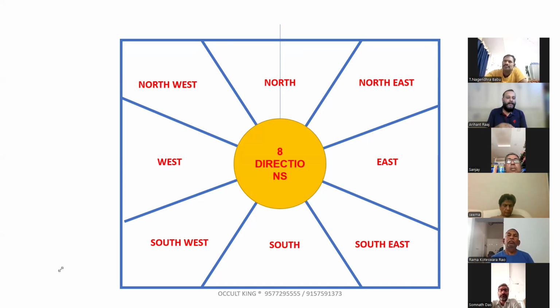Earlier I asked which direction is your favorite direction. Most of the people told me east direction is good. Of course, east direction is good. I'm not denying it. And a few of the people told me that north direction is really good. I agree with your point. But according to me, each and every direction is good. Every direction is good.